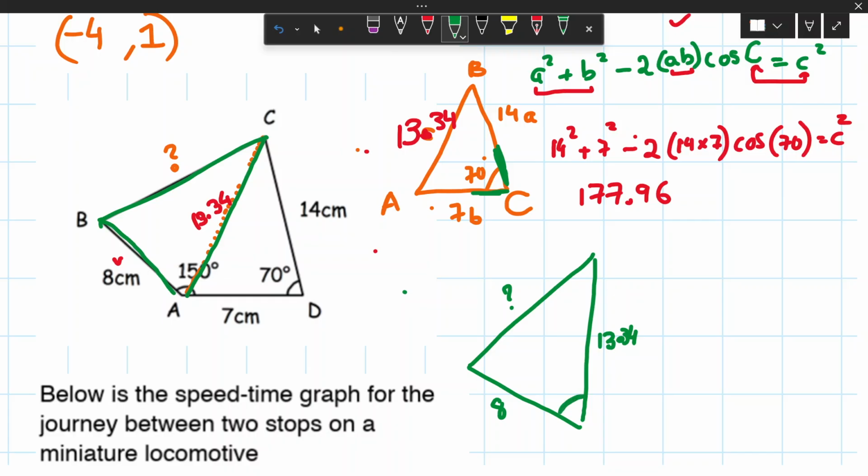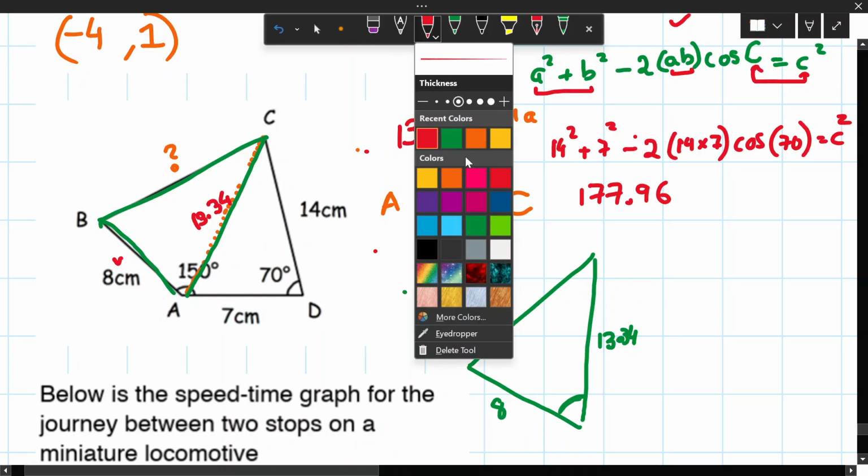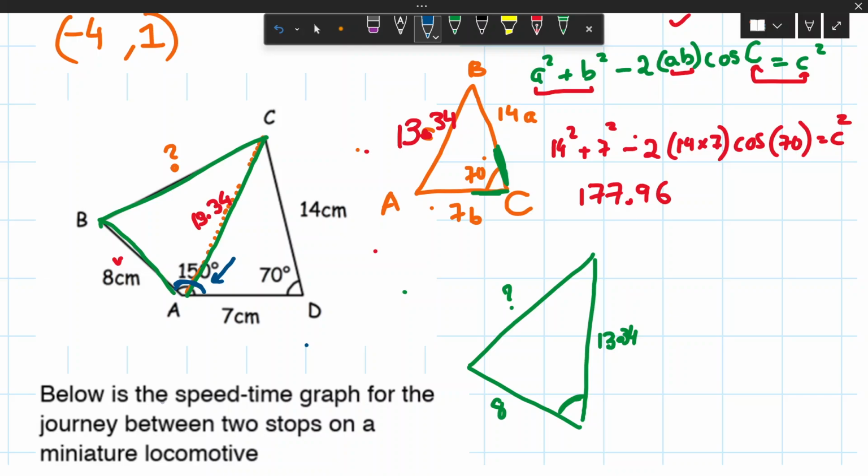Maybe if I knew this angle, then I could have done the trapped angle cosine rule thing and found the side opposite to that, but I don't know that angle, do I? So the obvious question is, is there anything I can do to work out what that angle is? I know the full angle is 150. Maybe if I knew what this was, I could then work out the other, because all I have to do is take that away from 150.